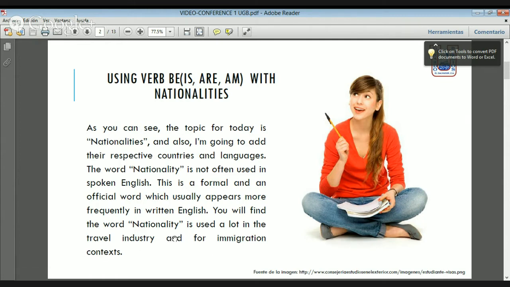So, in order to understand the usage of the verb be with nationalities, I will show you some information which is very important. Recuerden, nacionalidades también pueden ser utilizadas como un adjetivo y en este caso las vamos a utilizar como un complemento del verbo to be.